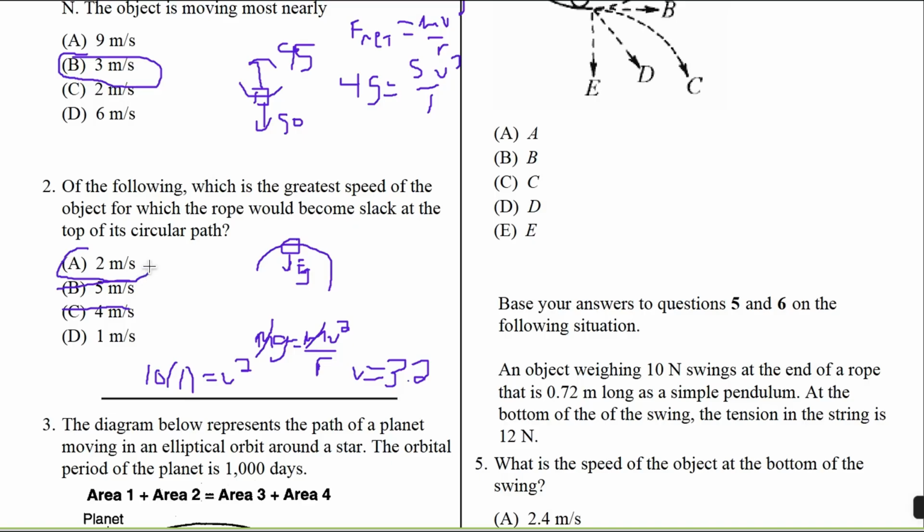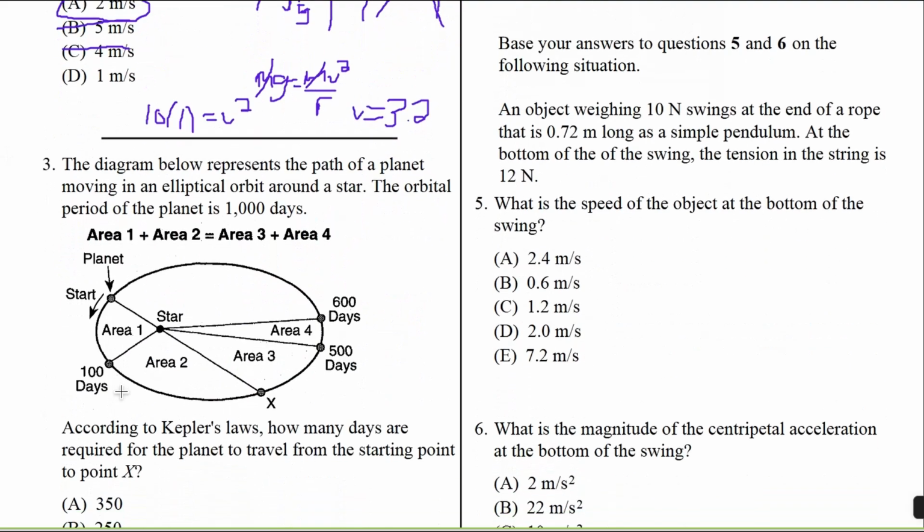So even though the object probably wouldn't actually go through the full circle, it would most likely do something like this, and then start kind of falling out of it. The rope would technically be slack. There would be no tension in the string. So that was the idea for this, but this was a really tricky question.